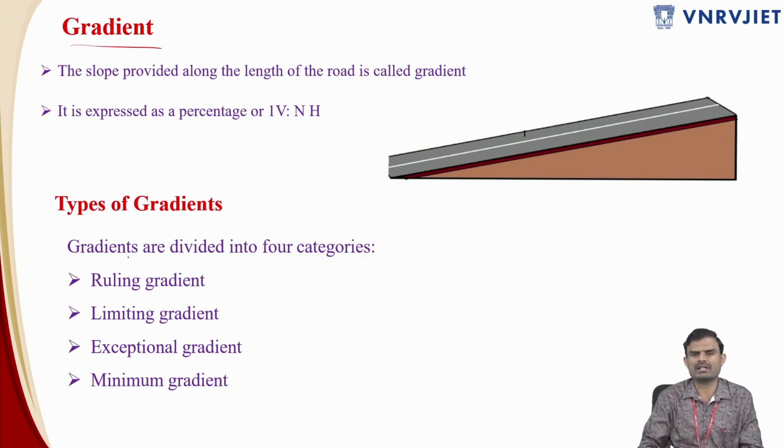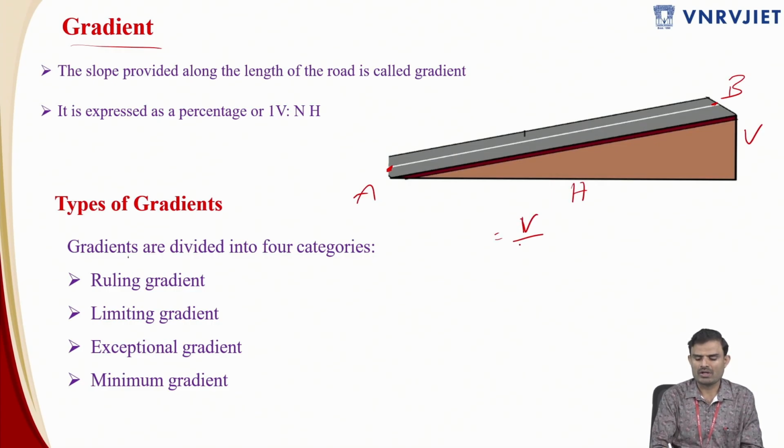When you are moving along the length of the road, from point A on a particular road to point B on the same road, if you are elevated to some higher point, that will be the vertical V and this will be the horizontal distance H. Therefore, your gradient is nothing but the ratio of vertical to horizontal. So it is always expressed as 1 in n.